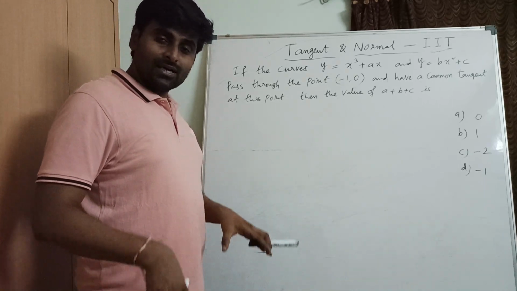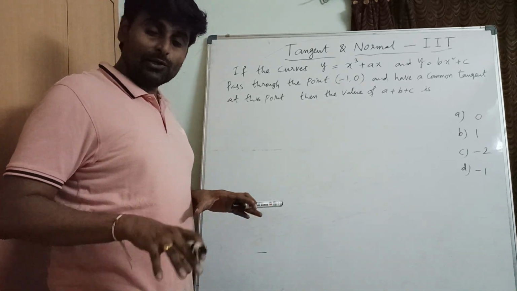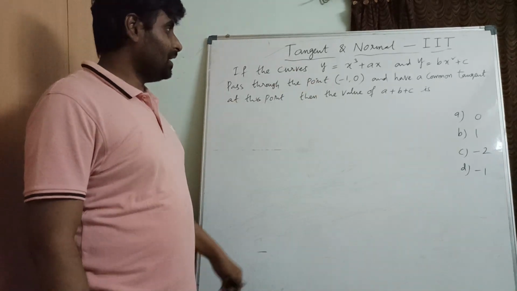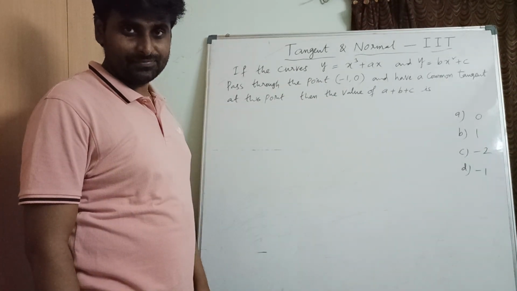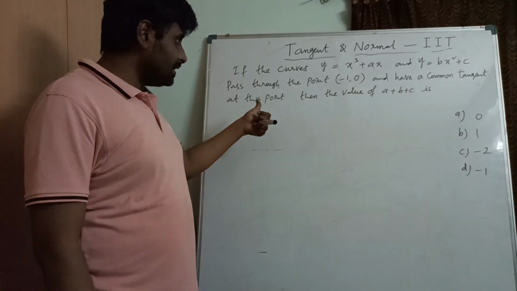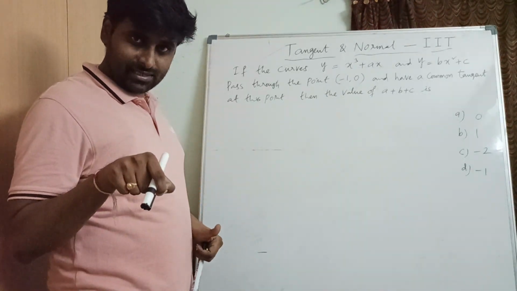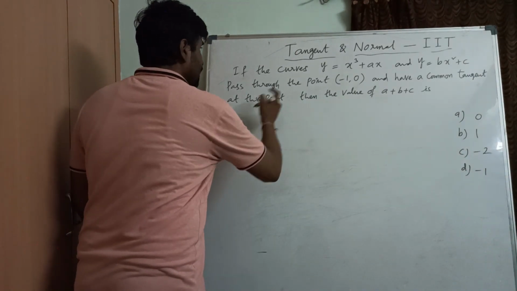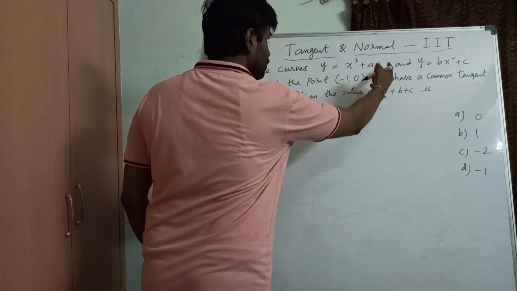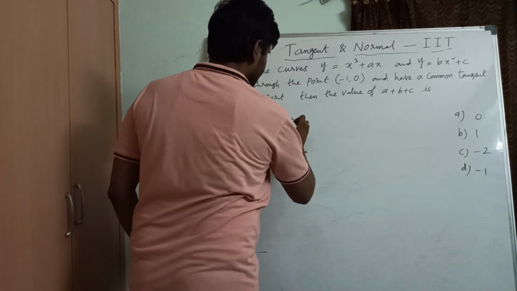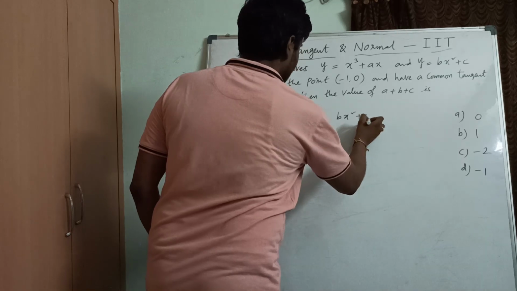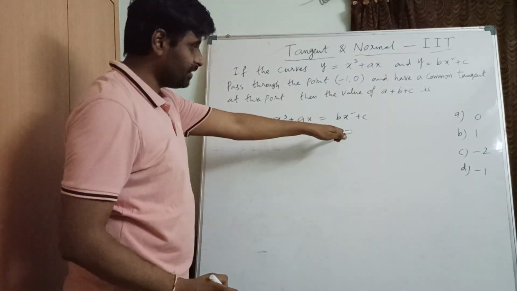Sometimes some of the problems look difficult, correct? But the solution will be very easy for that. So shall we solve this problem within 40 seconds? Both are y equals x cube plus ax, and x cube plus ax equals bx square plus c, correct? Both are y values, both can be equated.